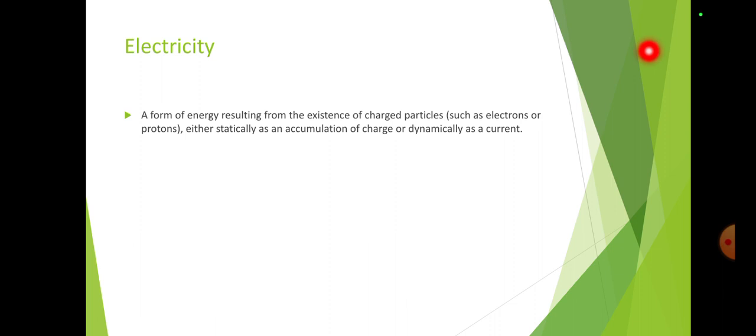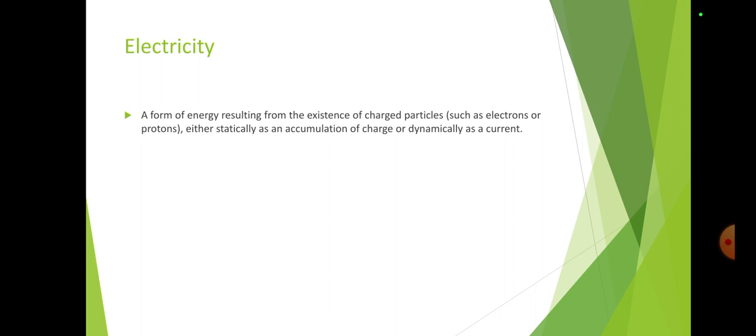Electricity is a form of energy resulting from the existence of charged particles such as electrons or protons. If you know about atoms, you would be familiar with electrons and protons. It exists either statically as an accumulation of charge or dynamically as a current. So electricity is a form of energy, and it is used in our daily life.